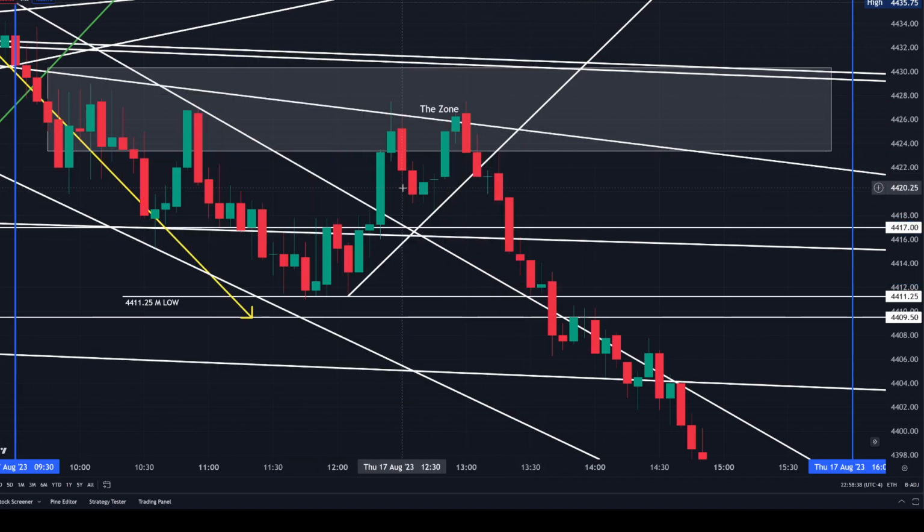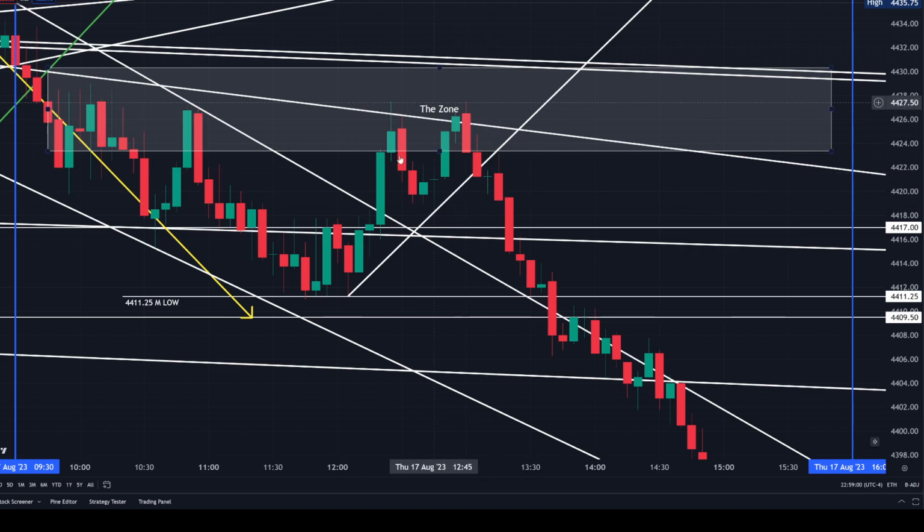I drew the zone because it's bouncing. I knew it was going to come back up. That's the reason why we drew that, because it's what we're looking for. We're looking to see it hit this zone and then see what it does. So you could have taken the long. A lot of people didn't, because they were still hesitant and fearful, thinking we're making this low and we're probably going to dump some more. So you didn't take it, which is perfectly fine.